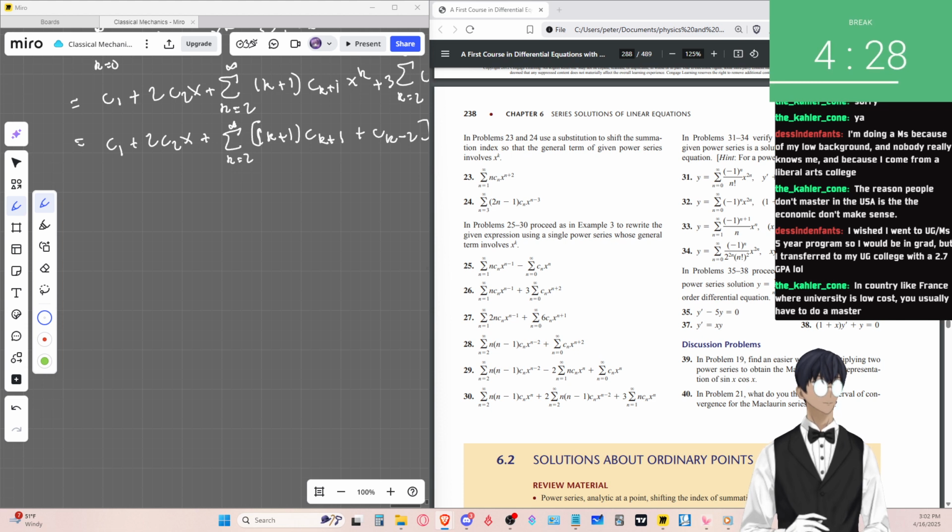I agree. Let's see. I wish I went to UGMS 5-year program, so I would be in grad, but I transferred. There's nothing wrong with that.